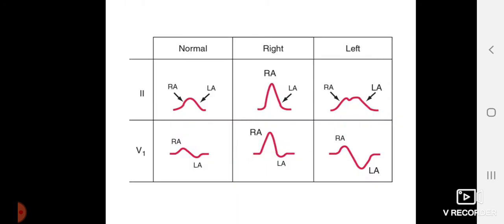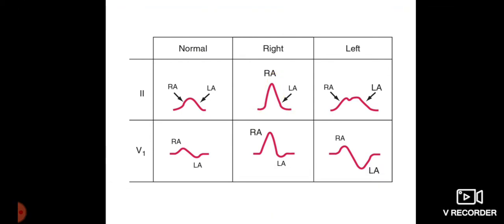Now ECG shows left atrial enlargement, which will show P mitrale in lead 2. In lead V1 we see a biphasic wave. Right atrial enlargement will show P pulmonale, and this is in lead V1.